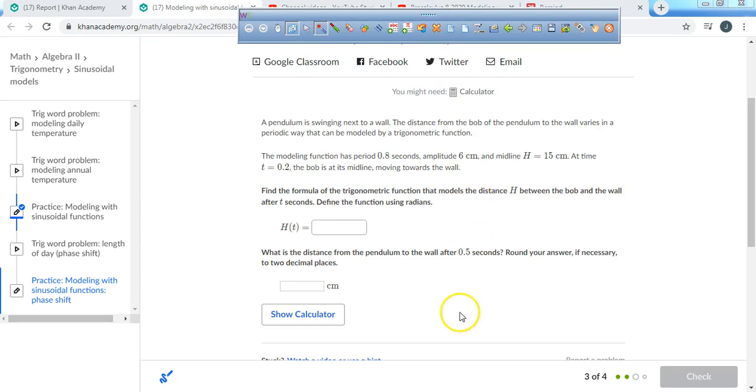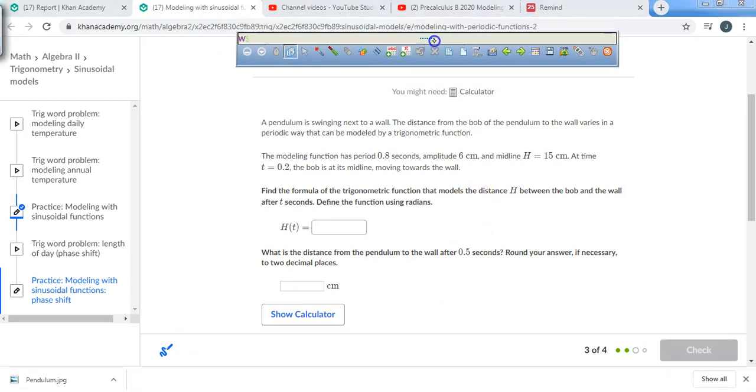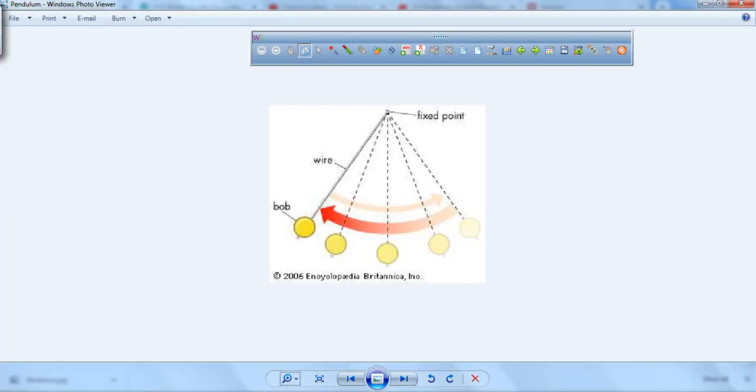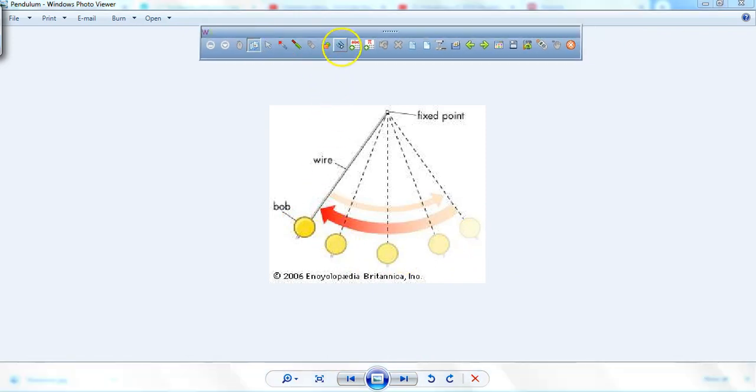We're going to go ahead and work through this from beginning to end. Right now, I want you to imagine a pendulum. All right, so here's a pendulum. And this is the bob. It just kind of goes back and forth, back and forth. So when we're doing this, we're going to imagine.